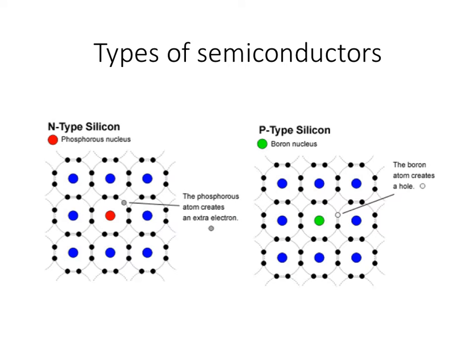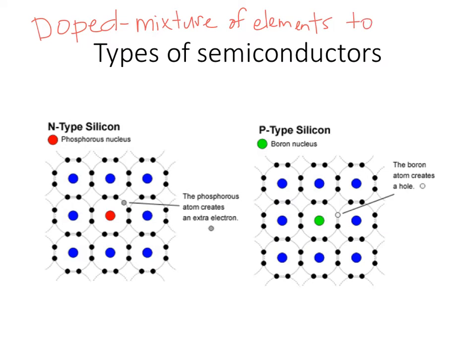There are 2 types of semiconductors that we're going to be focusing more on, and those are N-type semiconductors and P-type semiconductors. These are both types of doped semiconductors. A doped semiconductor is something that has a mixture of elements, used to increase conductivity.